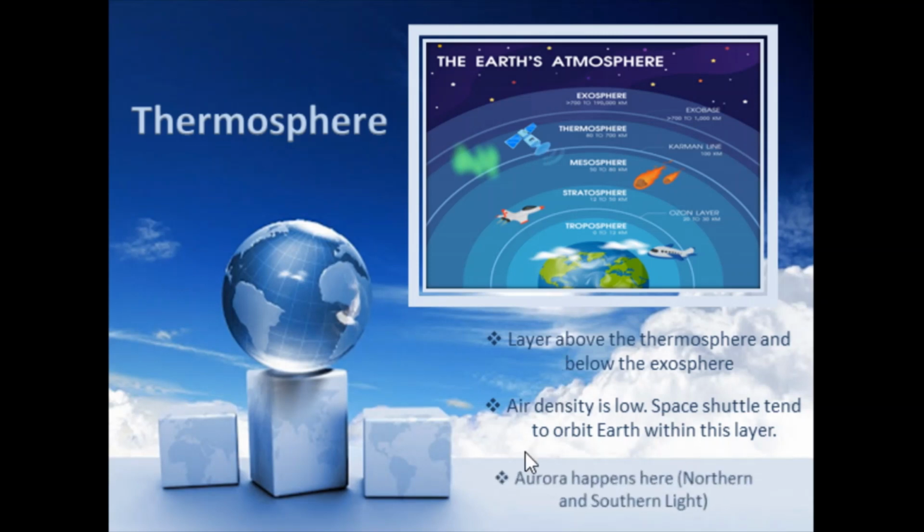And as I have said last time, aurora happens here. This green lighting, this is the northern and the southern light, and when it goes together, it creates very beautiful lightning, which we call the aurora, or the northern and the southern light. It is found in the thermosphere.